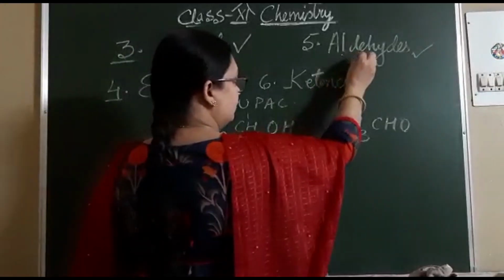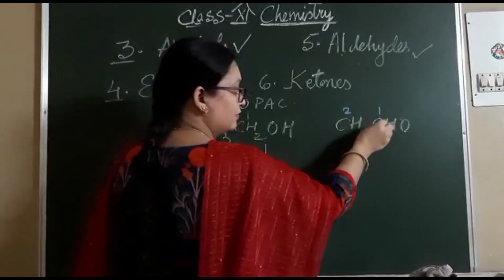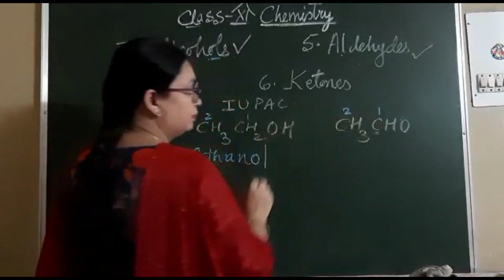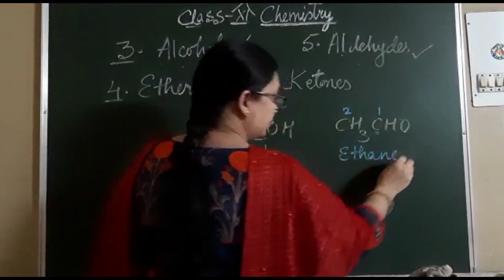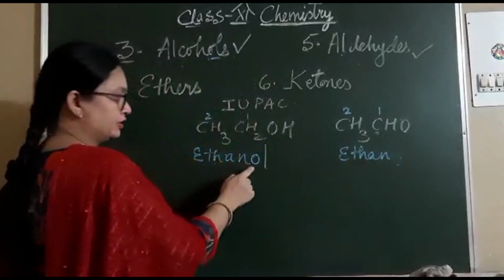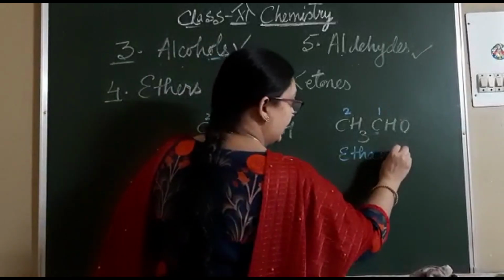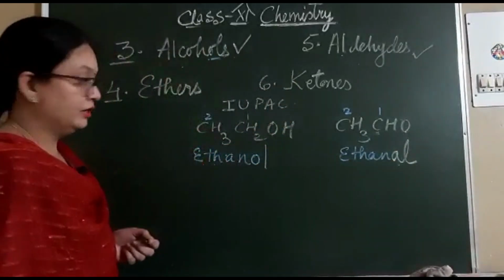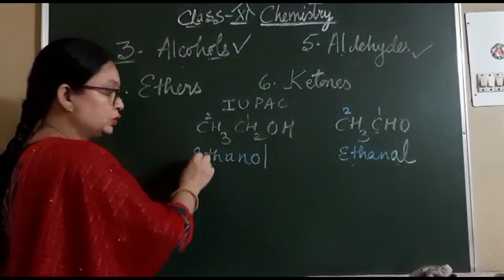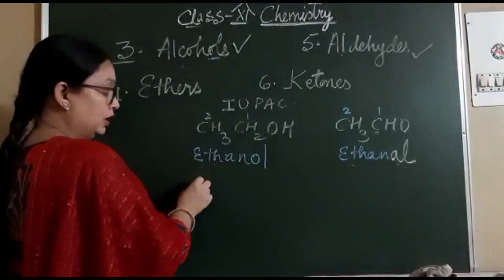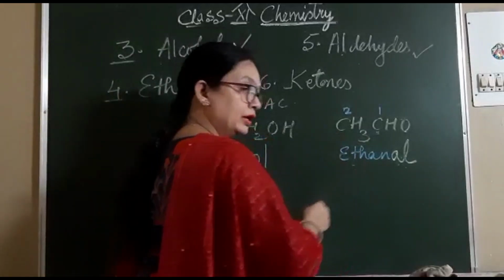Now if you see in the case of aldehyde, it is carbon number 1, it is carbon number 2. The functional group itself has the carbon atom. So the 2 carbon atom alkane is again ethane. Then I will remove this E, and here AL will be added, so it is ethanal. So 1 carbon atom methanol, 2 carbon atom ethanol, 3 carbon atom propanol, butanol, pentanol. Similarly here methanal, ethanal, propanal, butanal and pentanal.